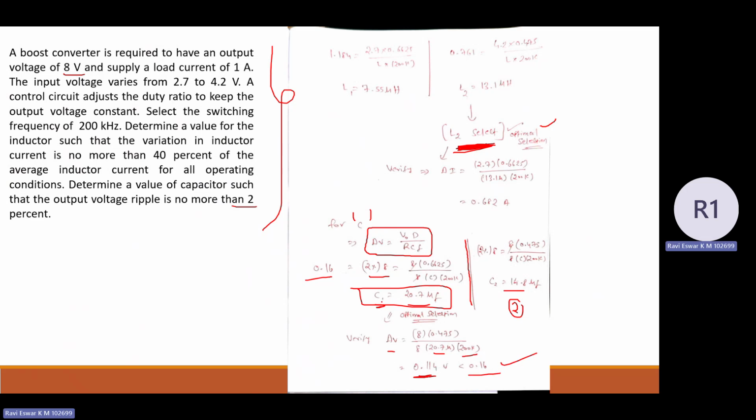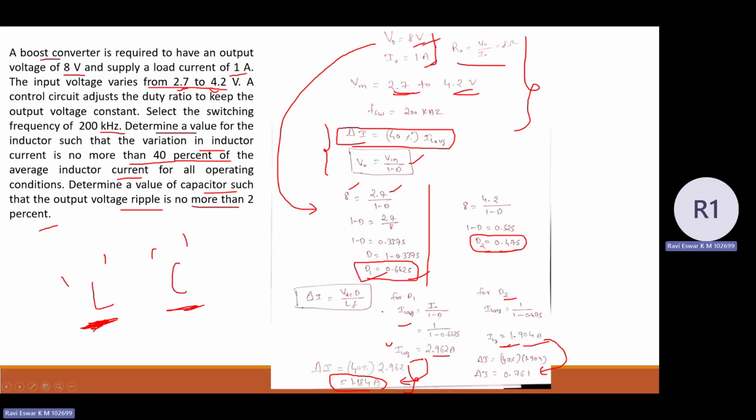So the calculated C1, I considered it as the optimal value. The main trick here is whichever is the highest value of C, you take that as optimal. In the design of L also, whichever is the highest value, you take it as optimal for the operation. So that will satisfy the other operating condition also. This is how you need to design the value of L and C for the particular converter.